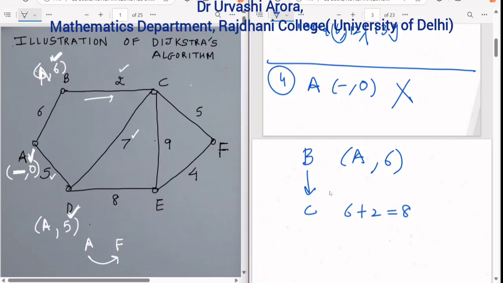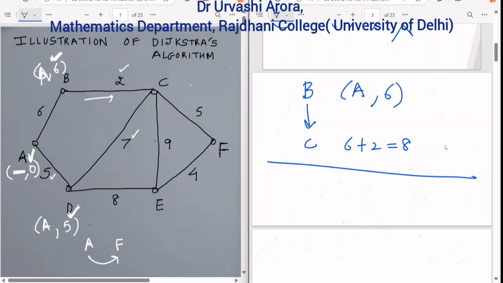This is for C. Next, the labeled vertex is D, another labeled vertex, and the label which D has is A, comma 5. And what are the neighboring vertices of D, or adjacent vertices of D, which don't have a label? Now one neighbor of D is A, but A already has a label. The other neighbor of D is C, and C doesn't have a label. So if you travel from D to C along the edge DC, then the distance traveled will be the distance traveled so far, which is 5 plus 7. So this will be 5 plus 7, which is 12.